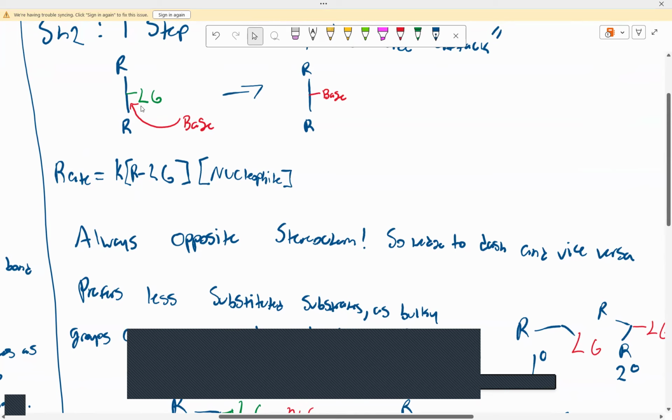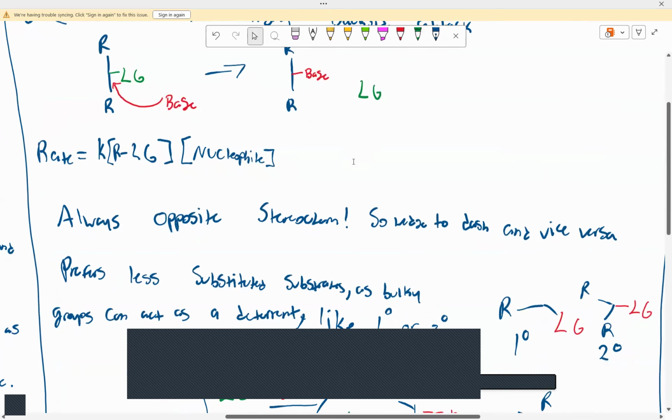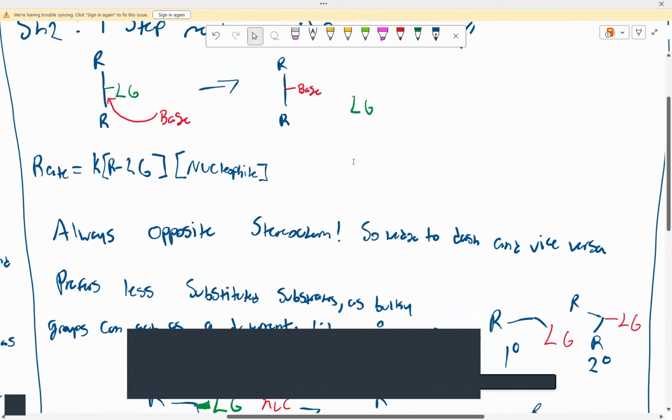So you have the base, and it'll kick off that leaving group. That's the difference: there's no carbocation formation. It literally just replaces that leaving group straight off the bat. Out for blood right away. And then you have your base and your substrate in place of that leaving group, and the leaving group is just floating here, just chilling in the solvent. And it's interesting because this always has opposite stereochemistry, so wedge to dash and vice versa.